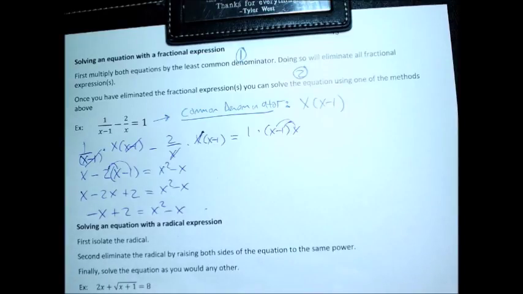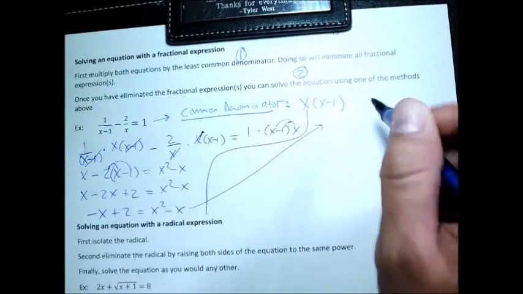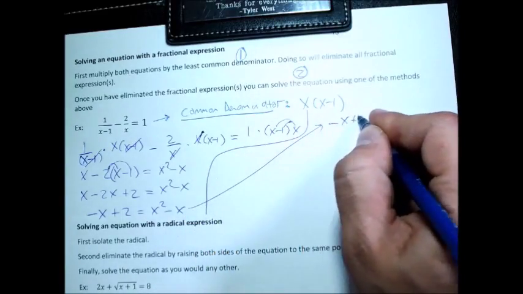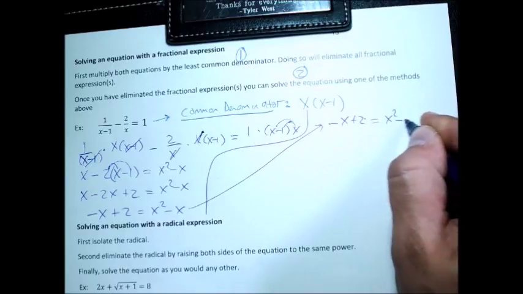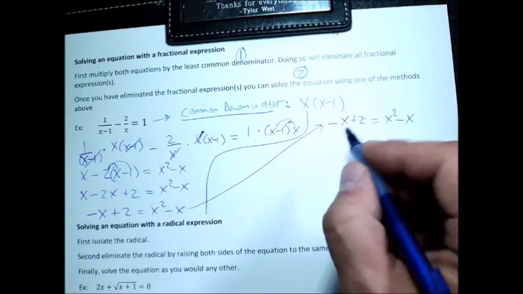So let me just rewrite this first, actually. Let me do this, and we'll move over here. We'll get minus x plus 2 equals x squared minus x. So we're trying to get everything over to one side. I'm going to move everything over to the right side, just because that's what appeals to me. You can do either way, right?